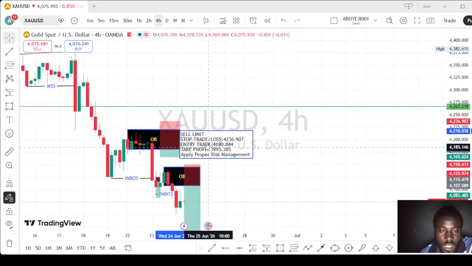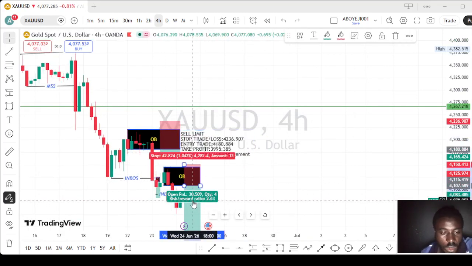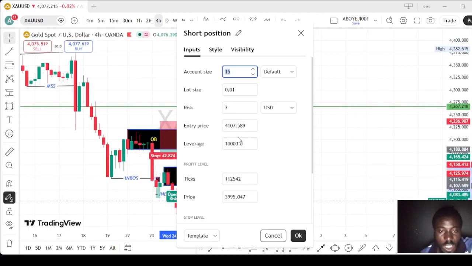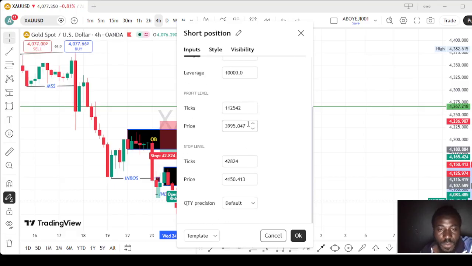So let's leave these coordinates. Let me just leave it like this. You can see this is the entry price. If you want to use that recent coordinate, this is the entry price. You can see the entry price. This is the take profit here. You can see this is take profit.